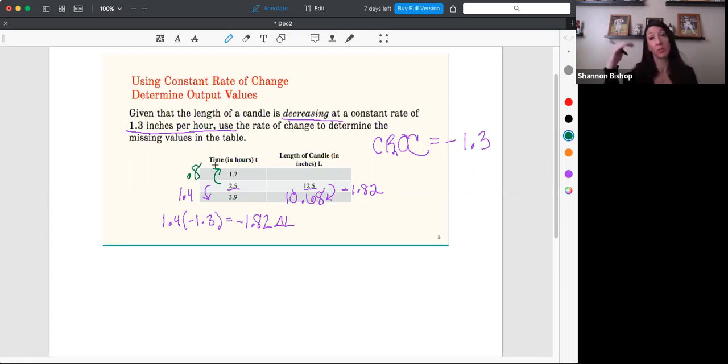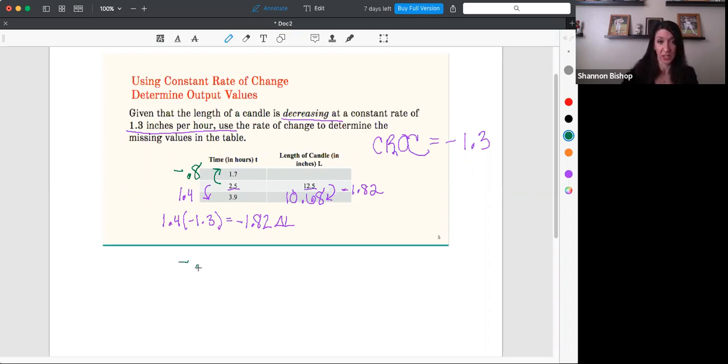But are you going 0.8 hours into the future or into the past from this reference point? And in this case, the answer is in the past. So your change in time, change in input, is negative 0.8, going back in time. Okay, but how much would the candle have changed in that amount of time? Notice it's not even a full hour, so it shouldn't even be a full 1.3 inches. It's going to be a little bit less than that. Well, how much less than that? Well, let's just find out.